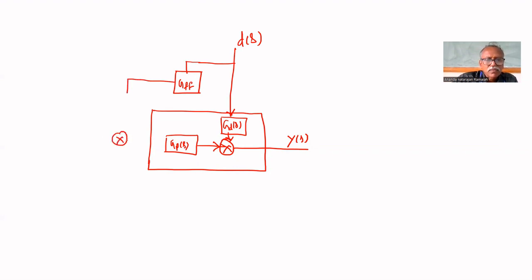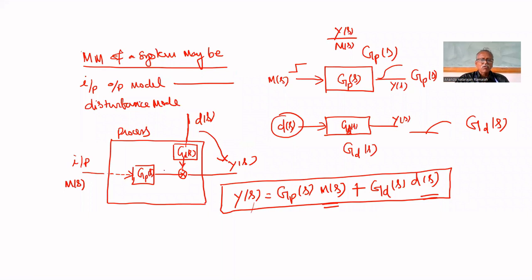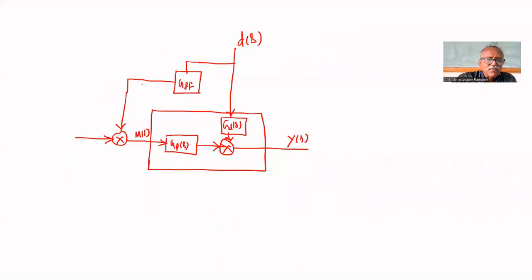That controller output will be added as an additional input to this process. Now, what is Y of S? You implemented a controller GFF. Then what is the response? Here we found it for open loop. Now let us find it with the feed-forward controller.